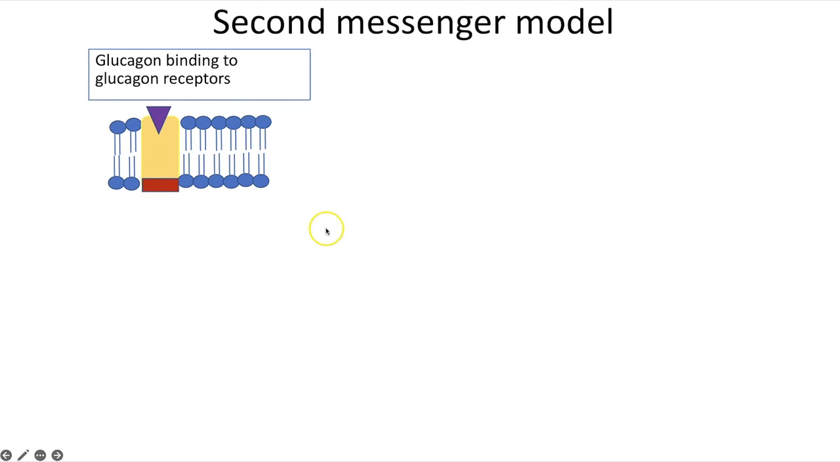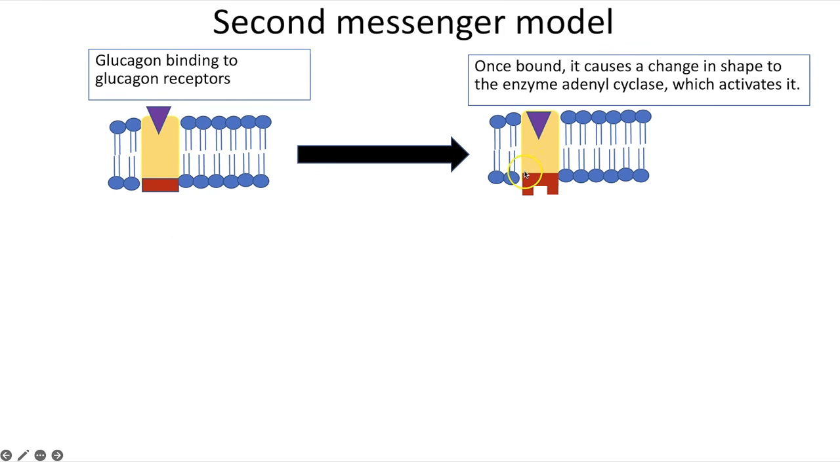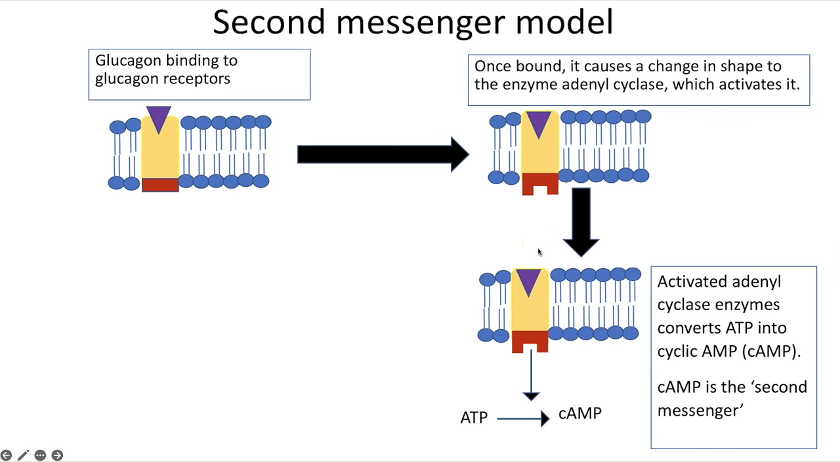It's known as the second messenger model. We've got the glucagon binding to the receptors. We said that causes a change in shape to adenylate cyclase, which is an enzyme. And that change in shape of the enzyme activates the enzyme, so it can catalyze the reaction of converting ATP into cyclic AMP. This is known as the second messenger, and we call it a messenger because it's able to cause a change. So glucagon was the first messenger, because when it bound, it caused this change here.